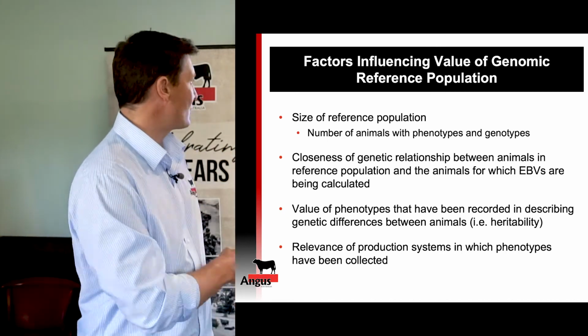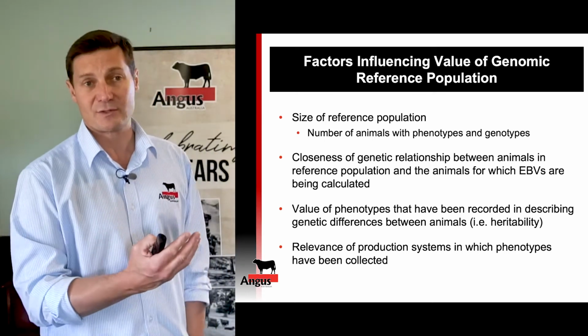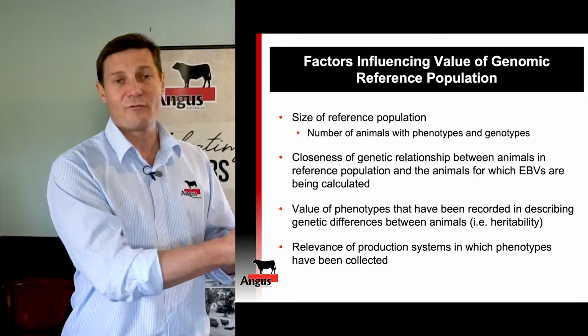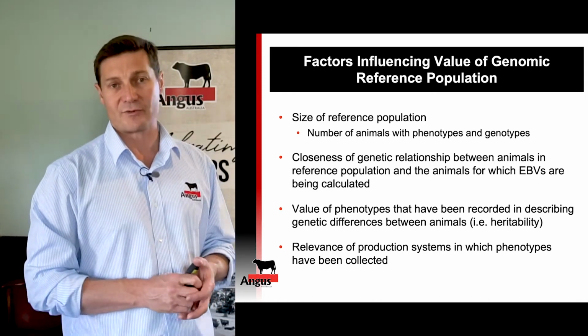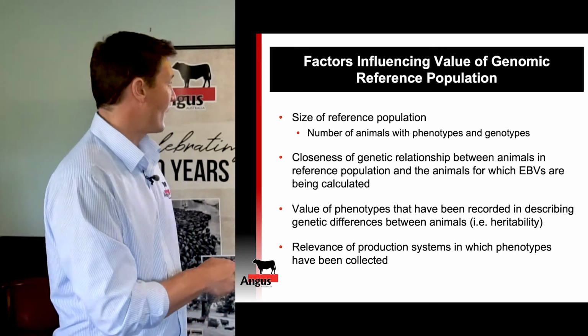So the first, of course, is the size of the reference population. In general, the larger the reference population, so the more animals with both phenotypes and genotypes, the more value we can extract from that genomic reference population to estimate an animal's breeding value. And we'll talk about that a bit more.